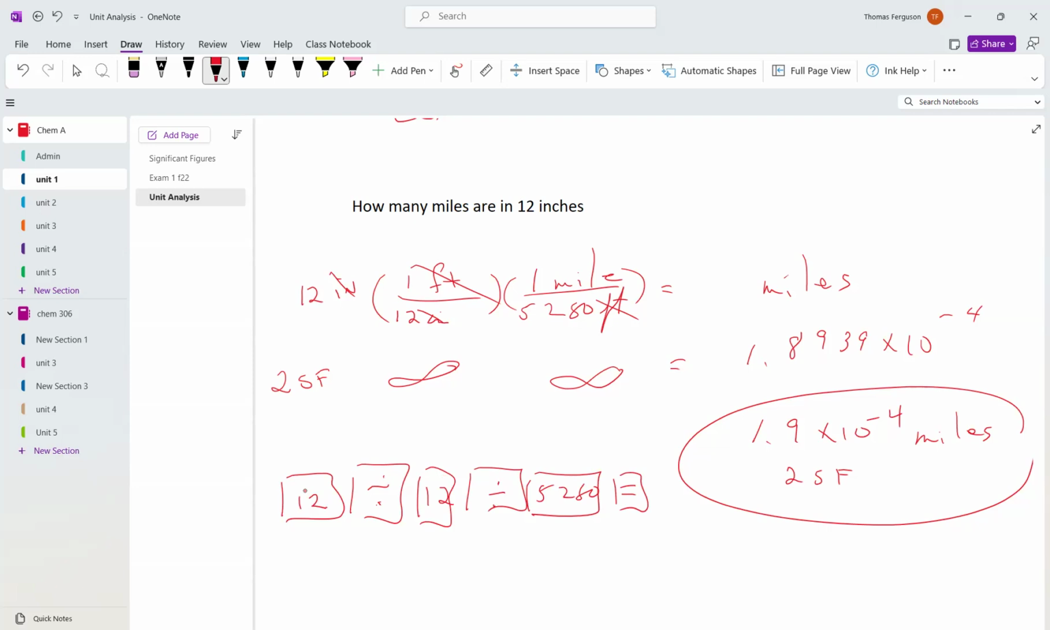Okay, does that make sense? I go 12. Let's say there was a 4 in that. I go 12 times 4 divided by 12 divided by 5280. And it works on all calculators, including your phone, whatever. They all work the same. So it's a real nice technique to get used to. And sometimes it can be really, really long.